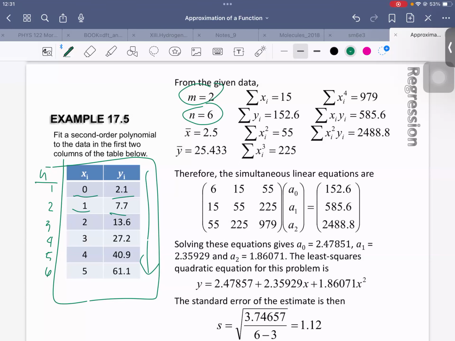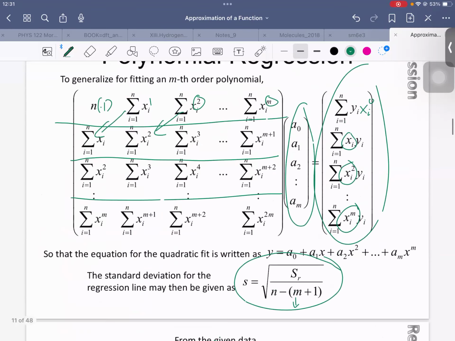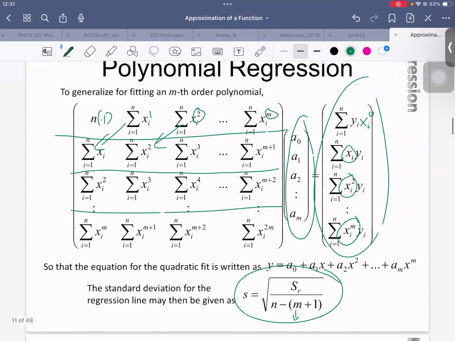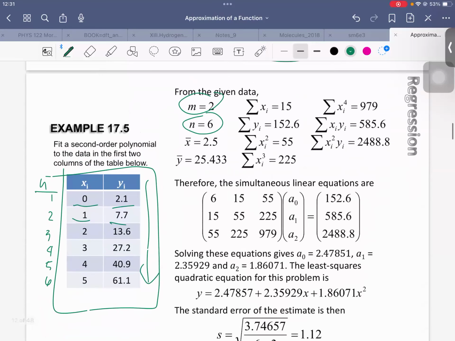Then, of course, you need to follow this one. So you need to get all of this. So n, summation of x squared, etc. So just doing so, the n first, so 6. So summation of all xi is 15. So just add this. So you have 0, 3, 6, 15. Okay? Then summation of y, add this, you have 152.6. Now the others you can do in MATLAB.